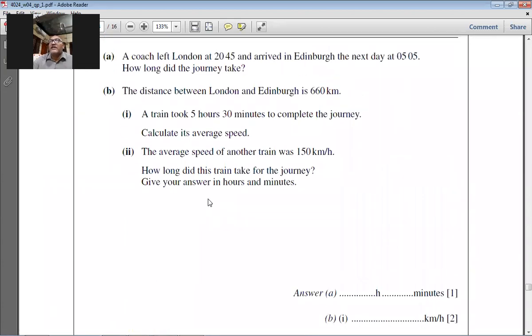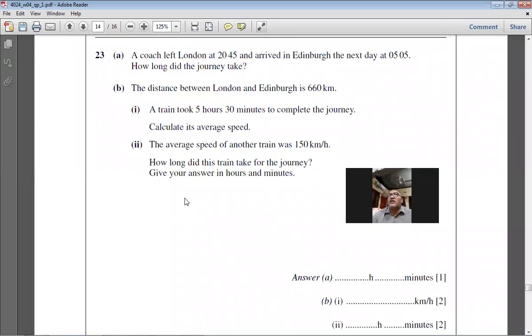So the next question coming up on your screen is this. Let me reduce the size a bit. This is question number 23. A coach left London at 20:45 and arrived in Edinburgh the next day at 5:05. How long did the journey take?